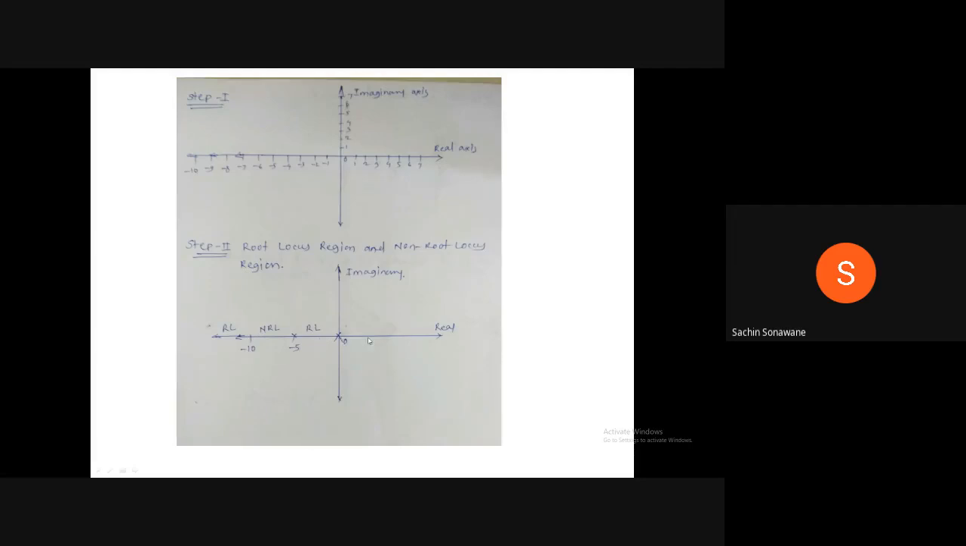Now, towards the right side of 0, 0 number of poles and zeros are there. Therefore, between 0 and towards the right side, no root locus region. Now, minus 5, towards the right side of minus 5.